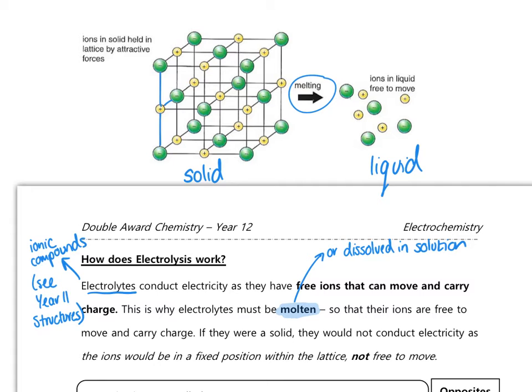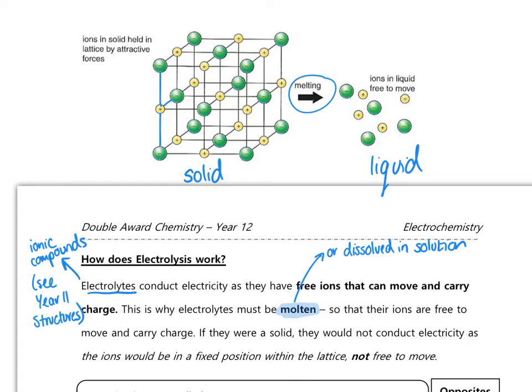And we talked about at the time how they can then conduct electricity because they're free to move and carry the charge. As a solid, ionic compounds cannot conduct electricity because they are in a fixed position within the lattice, and so are not free to move and carry charge. But as a liquid, the ions are free to move and carry charge. And that is sometimes asked in your exam.